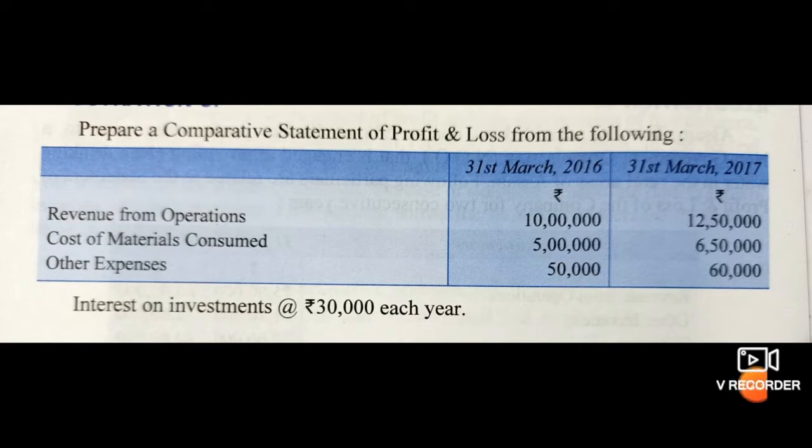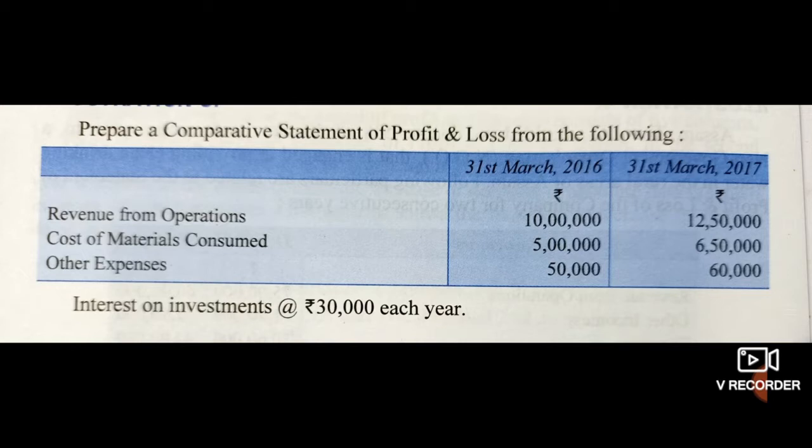See this first problem. Prepare a comparative statement of profit and loss from the following: particulars 31st March 2016 and 31st March 2017. Revenue from operations 10 lakhs and 12 lakh 50,000. Cost of material consumed 5 lakhs and 6 lakhs 50,000. Cost of material consumed will come under expenses heading. Other expenses 50,000, 60,000. These will also be in expenses, other expenses.